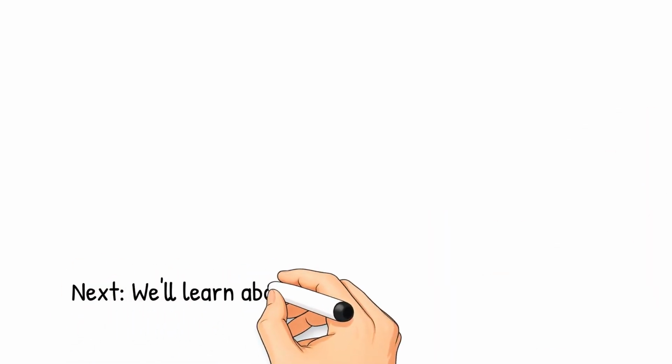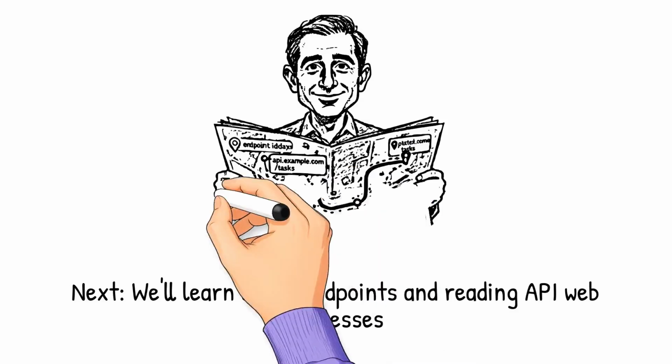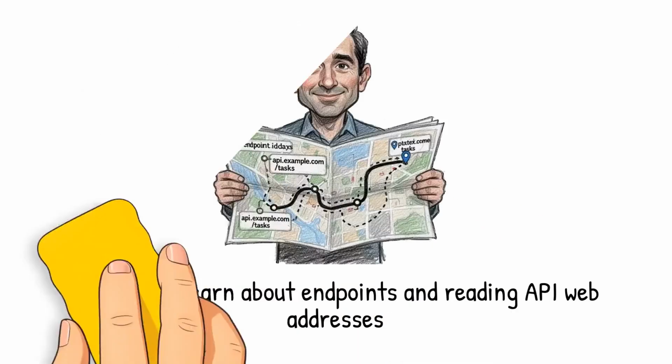In the next episode, we'll look at exactly where all these requests get sent, the specific addresses called endpoints, and how to read an API's web address like a simple map. It's far easier than it looks, I promise you.